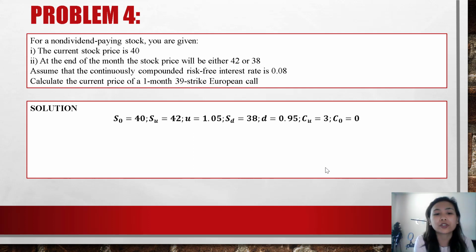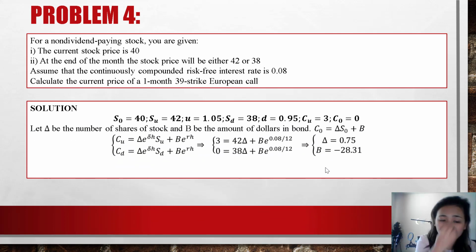So let's summarize the question. The current stock price S0 is 40. S_U is 42, meaning u is 1.05. S_D is 38, so d should be 0.95. When the stock goes up, S_U is 42, so the payoff is 42 minus the strike 39, I got 3. In case the stock goes down to 38, then the payoff should be 0 because 38 subtract 39 is negative 1, and the payoff cannot be negative, so we have 0.